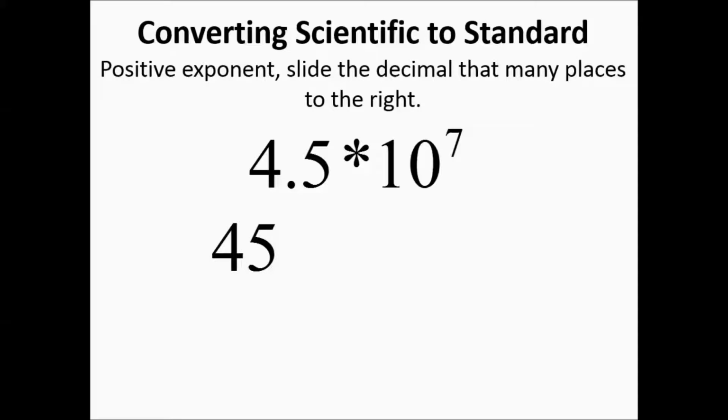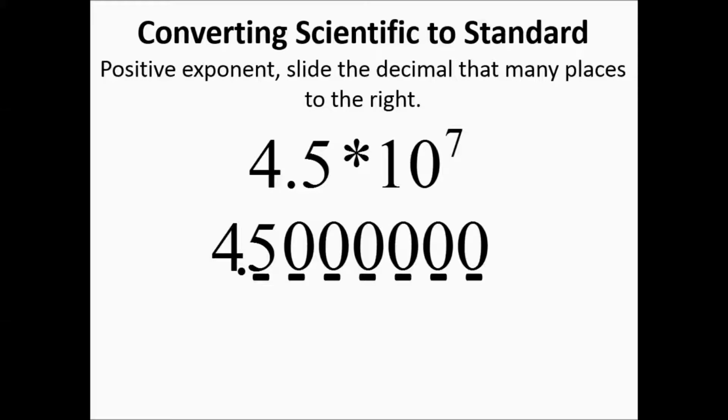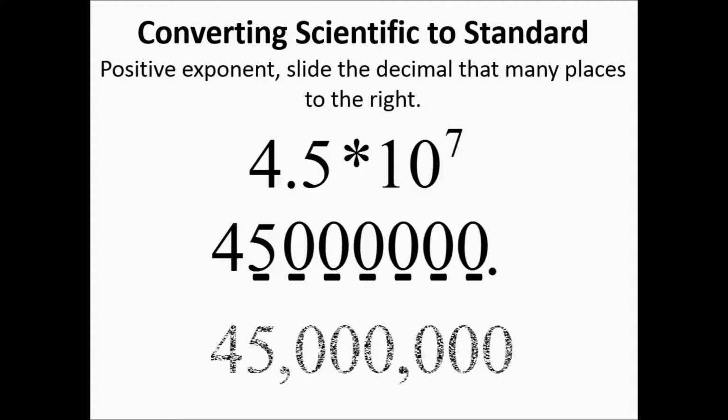So we have our 4, 5, and we have the decimal currently between the 4 and the 5. It's going to slide 7 places to the right. One of those places is already taken by that digit of 5. So you're going to slide 7 places to the right, but you're only going to need 6 zeros. So then the decimal slides. So when you write this out properly, you're going to have a 45 with 6 zeros. That's going to be 45 million.